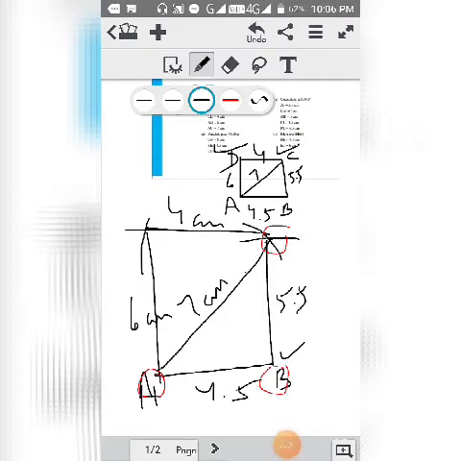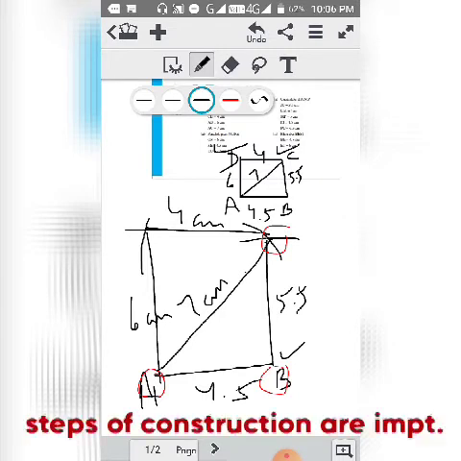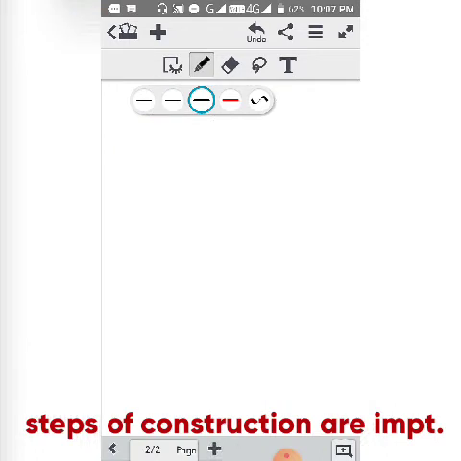After the construction is done, the next important thing is writing of steps. In writing the steps of construction, we just show how we made the figure, what we did first, what we did next. That's all we have to do. So let's see how to write the steps. In this figure we'll write step number 1.